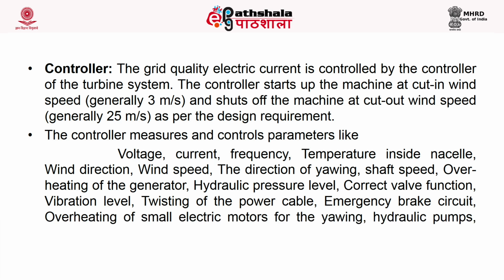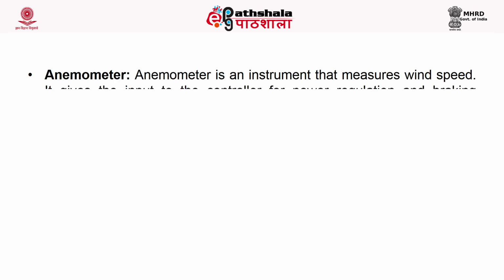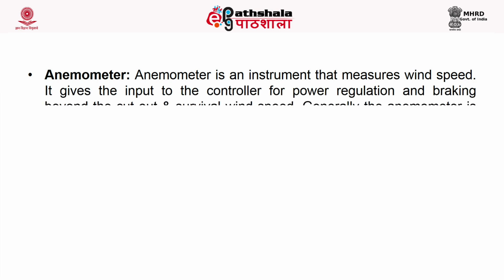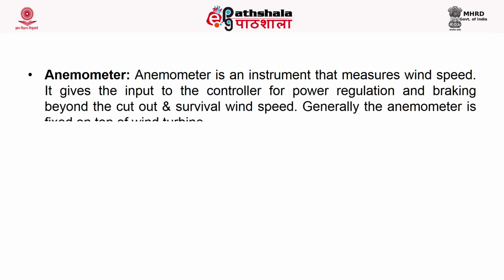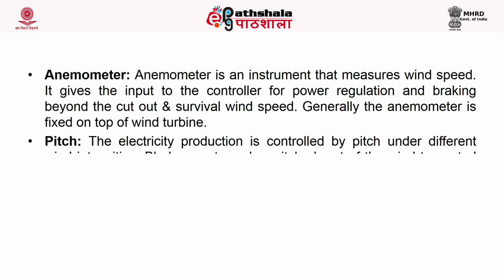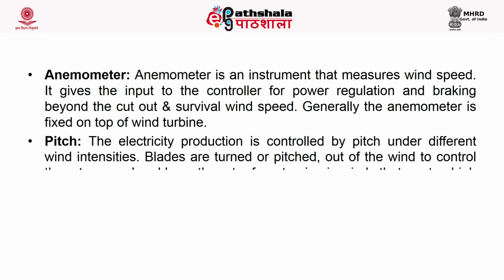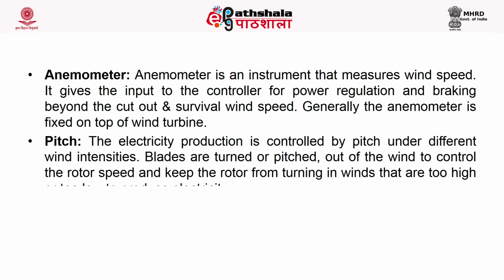wind speed, the direction of yawing, shaft speed, overheating of the generator, hydraulic pressure level, correct valve function, vibration level, twisting of the power cable, emergency brake circuit, overheating of small electric motors for the yawing, hydraulic pumps, brake caliper and adjustment. Sometimes an anemometer is also a part of this system, and it is an instrument that measures wind speed. It gives the input to the controller for power regulation and braking beyond the cut-out and survival wind speed. Generally, the anemometer is fixed on top of the wind turbine.